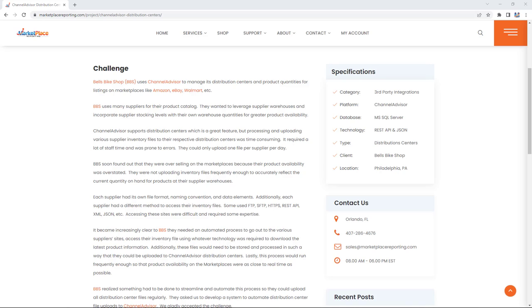That's 14 files every 30 minutes, which works out to about 670 file uploads per day. It's an impossible task to do manually. Devoting staff time to a process which can be automated is both resource intensive and expensive. In a situation like this, automation is the obvious solution. This wraps up our presentation of ChannelAdvisor Distribution Center project.